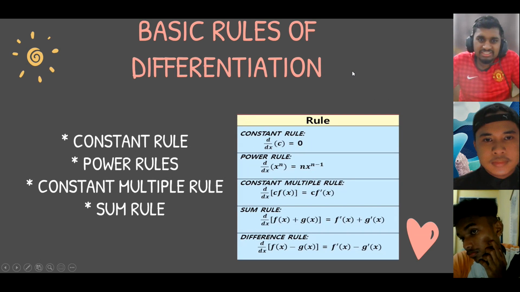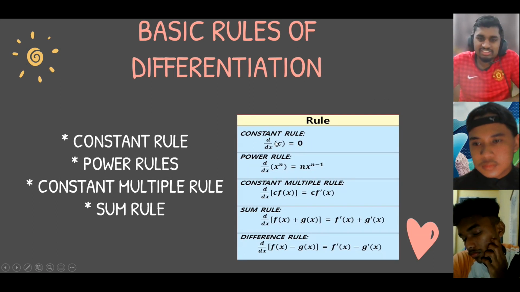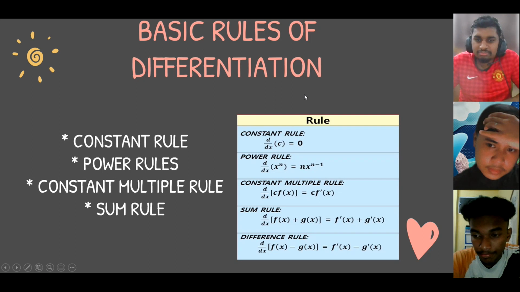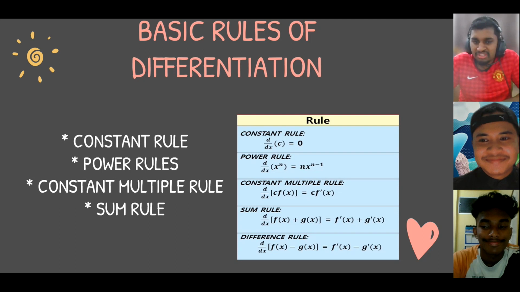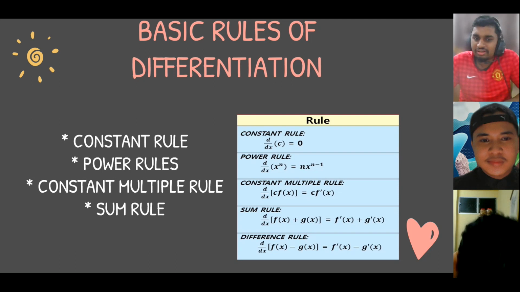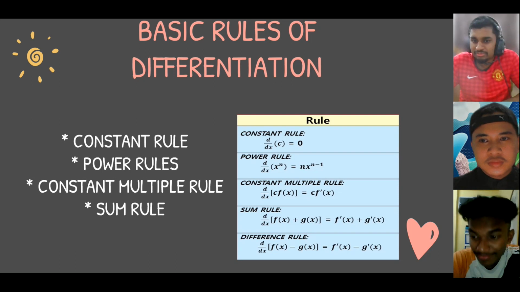Next, we're going to see the basic rules of differentiation. The first rule is the constant rule, which is d/dx (c) equals 0. Why is it equal to 0? Because in a graph we have minimum and maximum points. So usually dy/dx at a minimum and maximum will be 0.